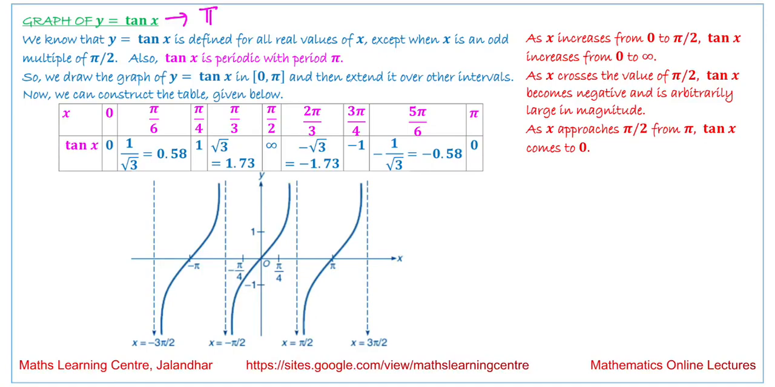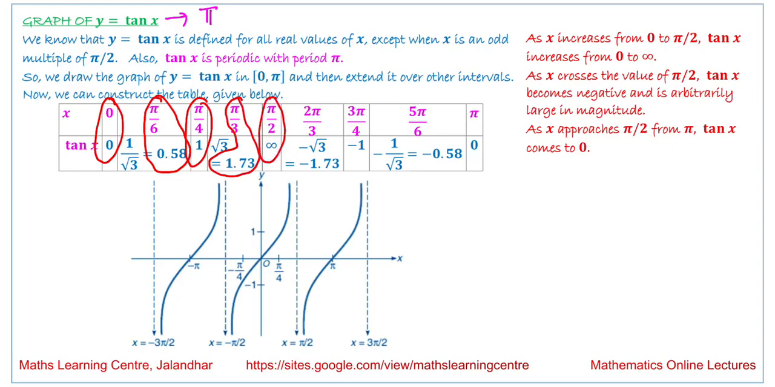So first of all, we are going to write the table corresponding to different values of angles for tan x. We know that if x is equal to 0, the value of tan x is 0. For x equal to pi by 6, the value we obtain is 0.58. For pi by 4 it is 1. For pi by 3 it is 1.73, and for pi by 2 it is infinity.